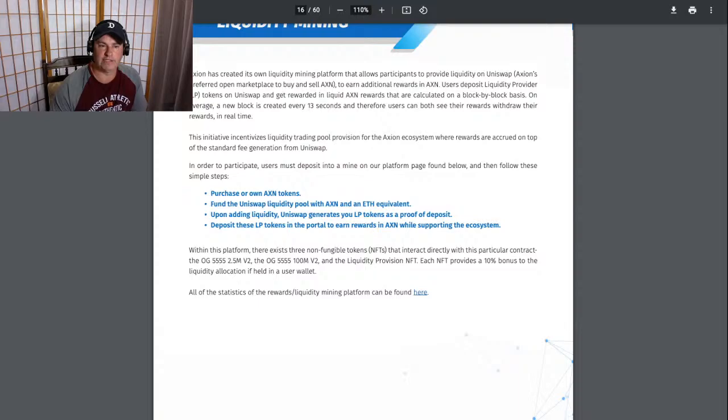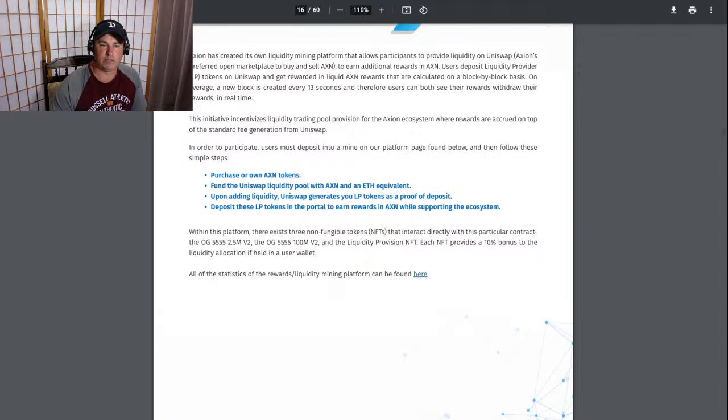Purchase or own Axion, fund the Uniswap liquidity pool with Axion and Ethereum equivalent. Upon adding liquidity, Uniswap generates LP tokens, which is liquidity provider tokens, as a proof of your deposit. And then you can deposit those LP tokens on the portal, that's the Axion staking portal, to earn rewards in Axion while supporting the ecosystem.